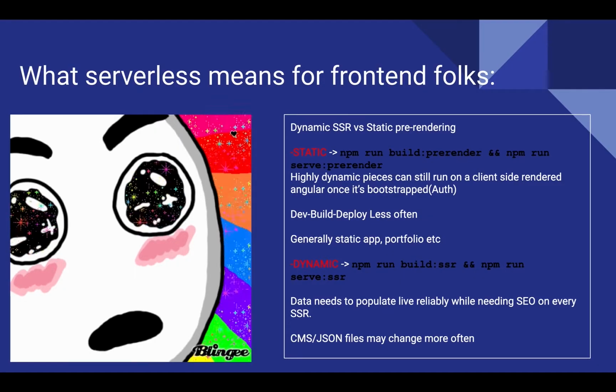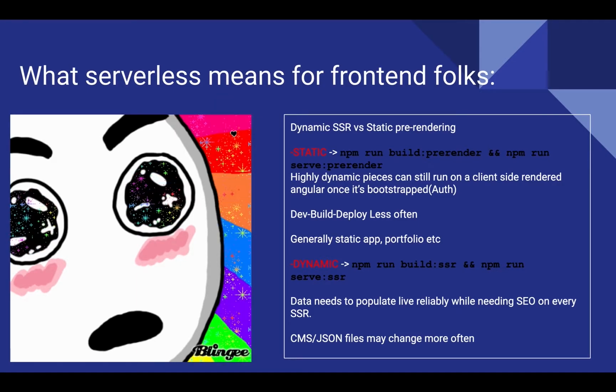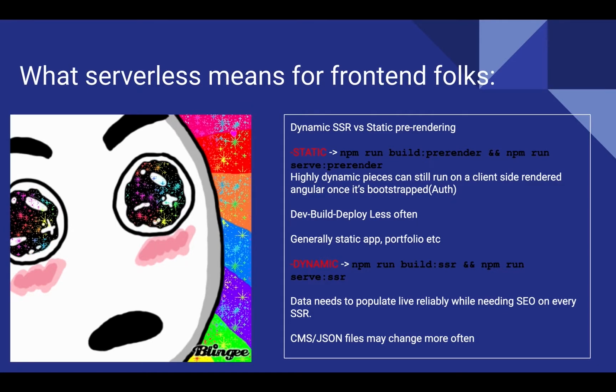So what does serverless mean for the front-end folks? Dynamic SSR versus static pre-rendering. There is a difference, and they do have use cases. The same thing with Cloud Functions versus servers all the time. There are better decisions for different use cases. For static pre-rendering, here's the actual command that you run to pre-render using Angular Universal. The highly dynamic pieces can run on the client side, rendered once Angular gets bootstrapped. The way static pre-rendering works is that it will run that pre-render and hydrate the data in the HTML before we send that HTML back down to the client.